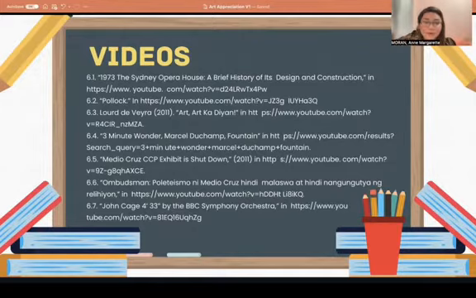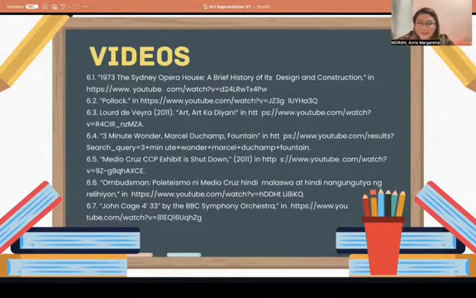And also for video 6.6, this is the Ombudsman, Polissimo ni Medio Cruz, hindi malaswa at hindi makungatya ng relihiyon. So as we go along the slides, we will know more about that. And lastly, the John Cage 433 by the BBC Symphony Orchestra. So we will discuss that later, or we also have related pictures with this one.